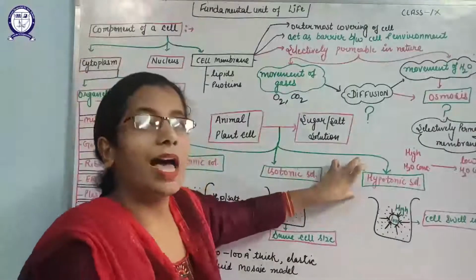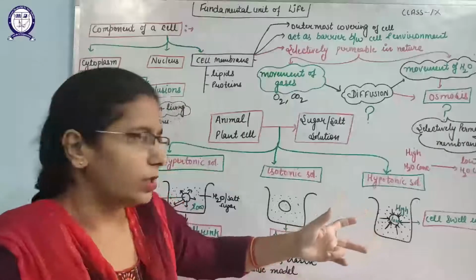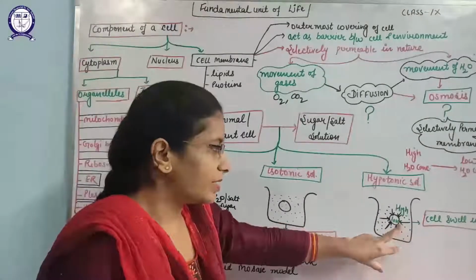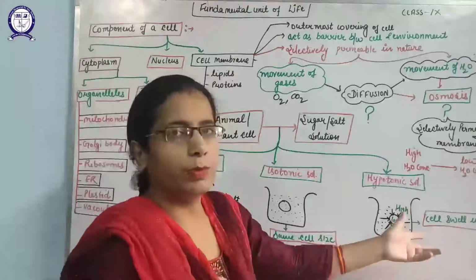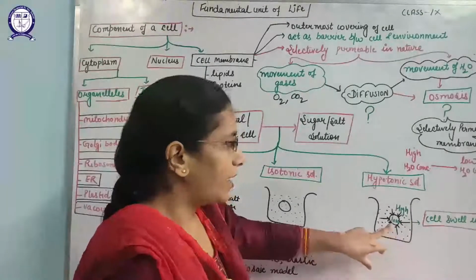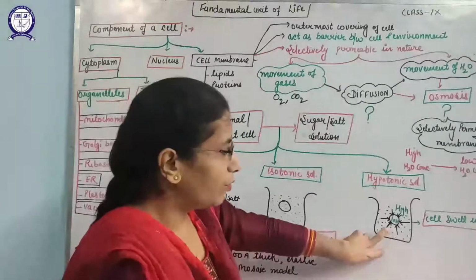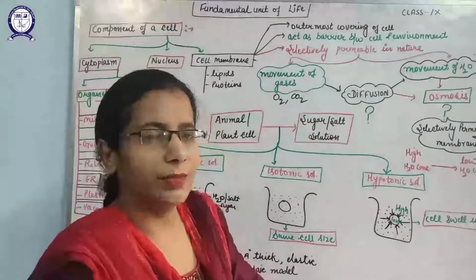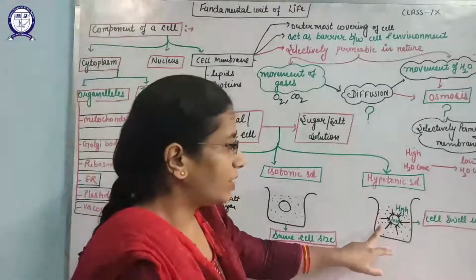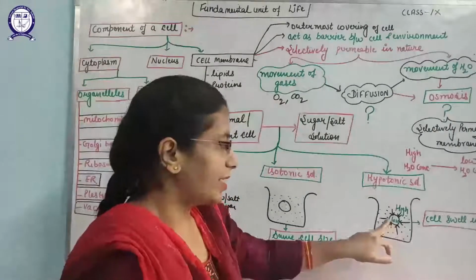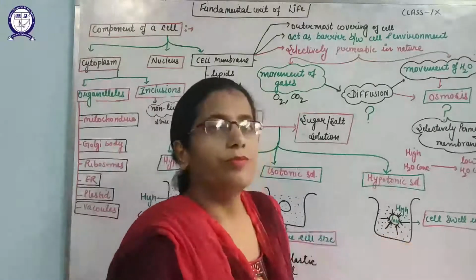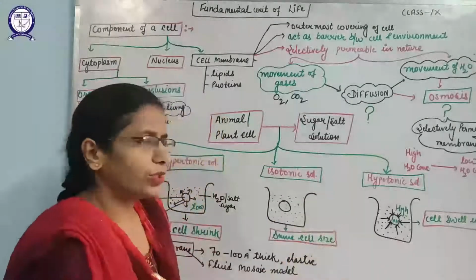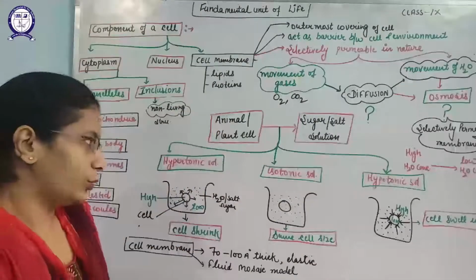And next is the hypotonic solution. If you keep the cell in a solution, maybe sugar or salt solution, and the concentration of water is high outside the cell and low inside the cell, what would happen? This water will start to move inside the cell. As a result, the cell will swell up. That solution is known as the hypotonic solution.